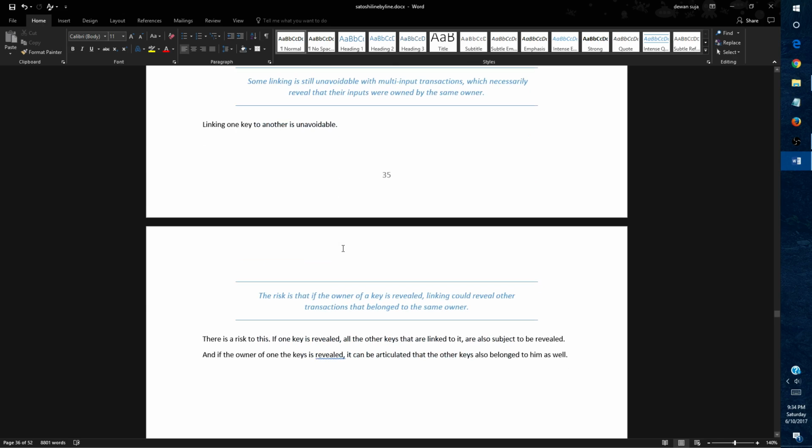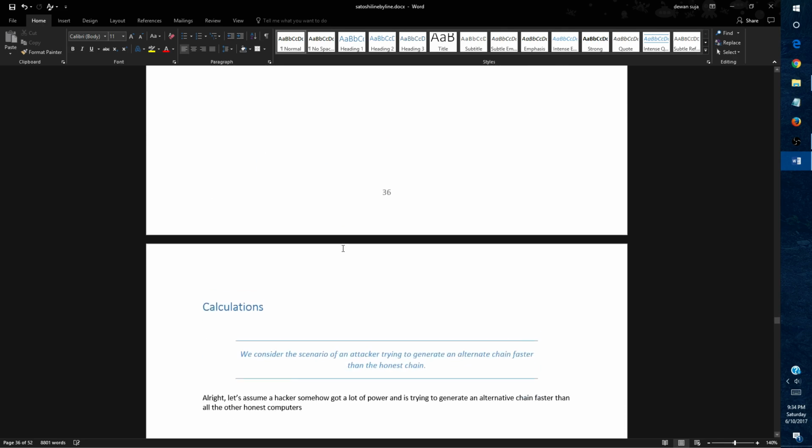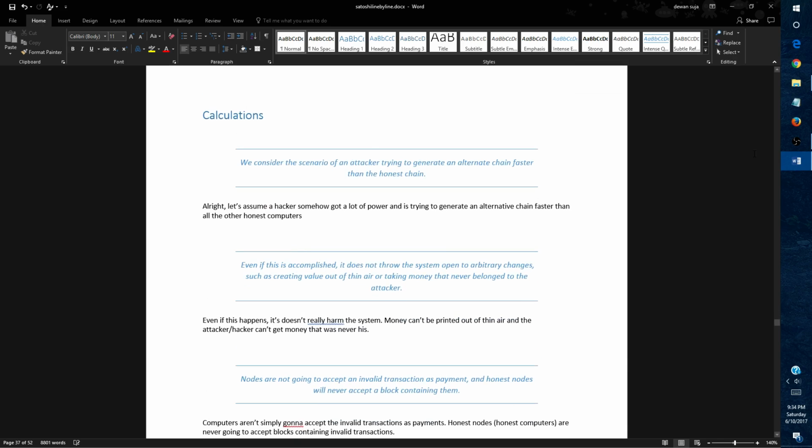We try to create new keys, and we try to do it in a way where no one knows the owner. So there. Calculations. My God, this was the hardest thing to do.